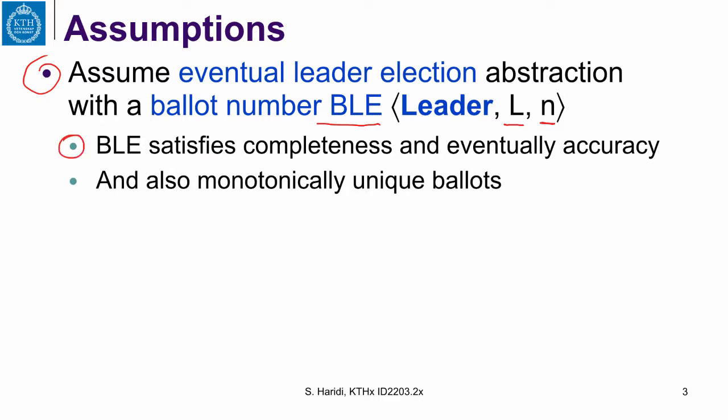Ballot-based leader election satisfies completeness and eventual accuracy. By completeness, if you remember, eventually every correct process will trust one correct process as a leader. And eventual accuracy means that eventually there will be an agreement on the leader. We also add a new requirement, which is basically that the ballots that are emitted will be unique ballot numbers, and they are monotonically increasing.